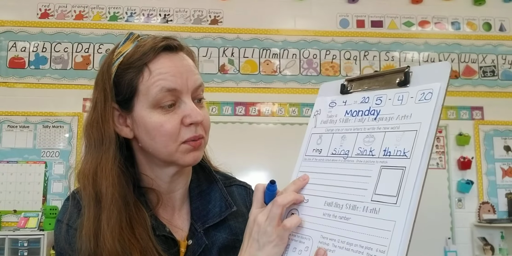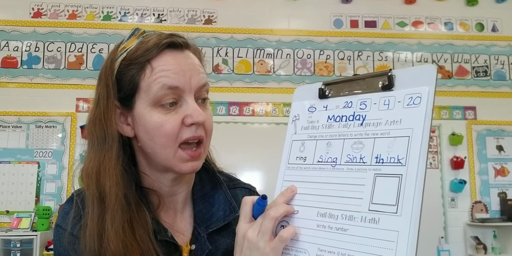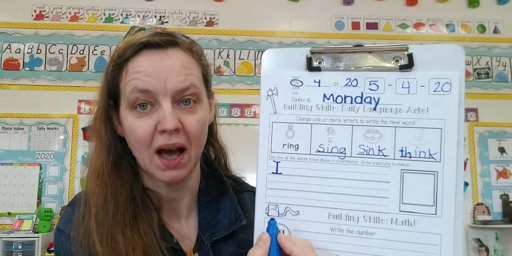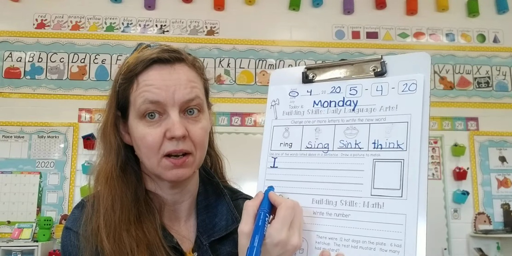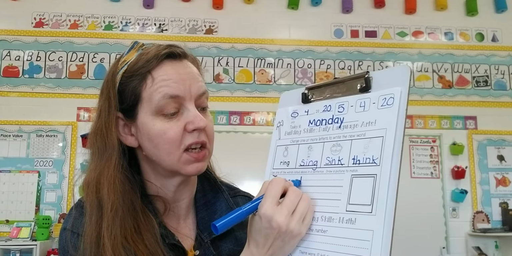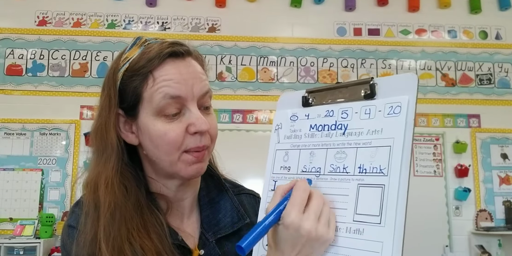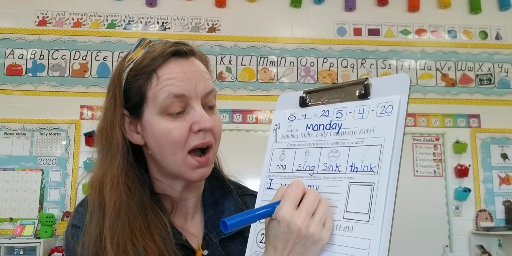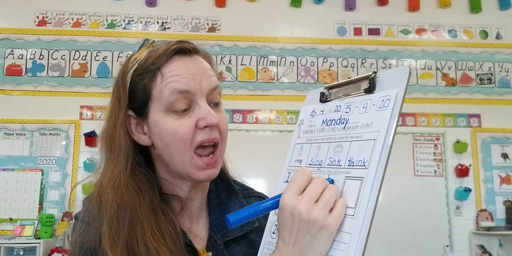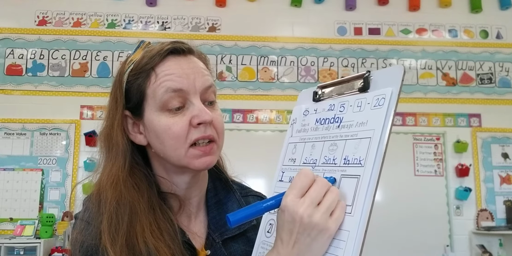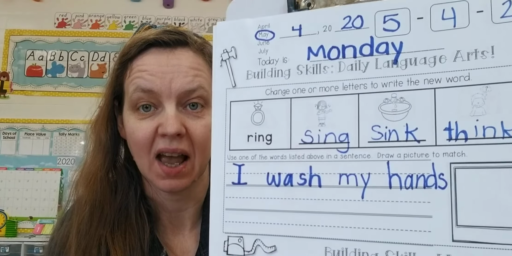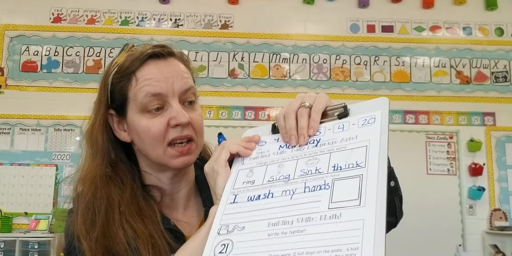Now we're going to use one of those words in a sentence. Let's use the word sink. Big I for the beginning of a sentence, or whenever I is by itself, it's always big. I wash. W-A-S-H. My. Sight word. Do you remember how to spell my? M-Y. Hands. H-A-N-D-S.